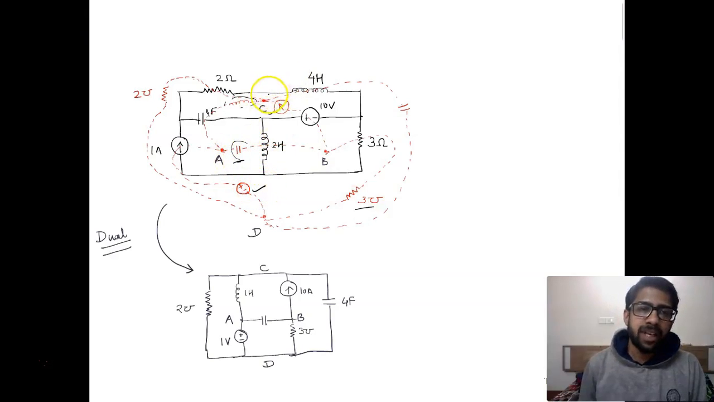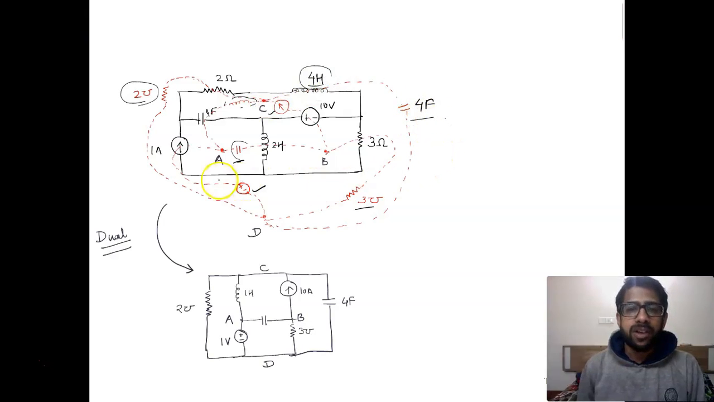Now, the remaining thing is C to D. While going from C to D, we pass from 2 ohms, which converts as the admittance of 2 mhos. While going from C to D, from this particular component, which is 4 henries, we get 4 farad capacitor. Now, we have just converted or reduced down the wire length as a proper circuit in this particular diagram. So the red diagram converts as a blue diagram in the dual.